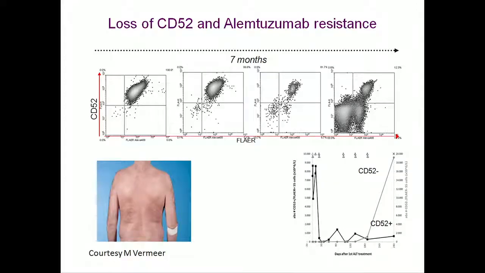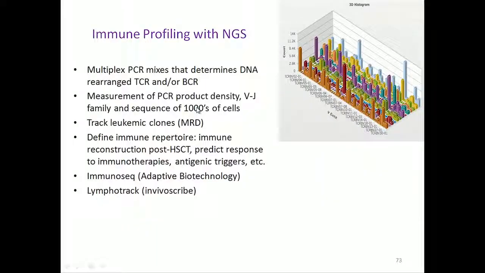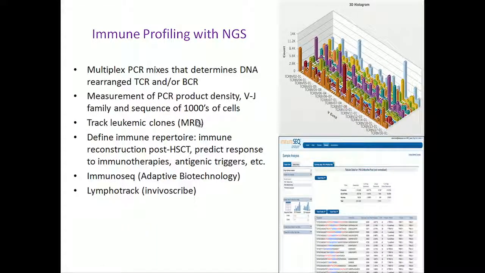We've seen other cases by flow cytometry where, for instance, a CD52 negative population of cells is resistant to Campath and eventually emerges as the aggressive clone. So in the future, we may be using immune profiling with next generation sequencing. Right now, there are 2 commercial sets: Immunoseq by Adaptive Biotechnologies, and LymphoTrack. That gives you the complete array, the repertoire of T cells.